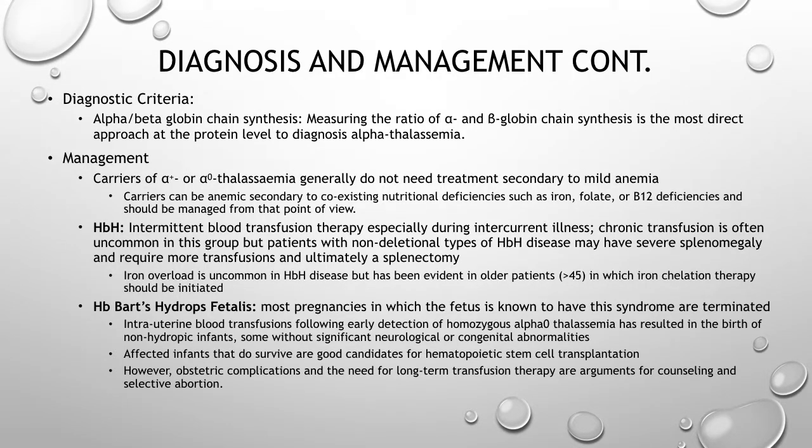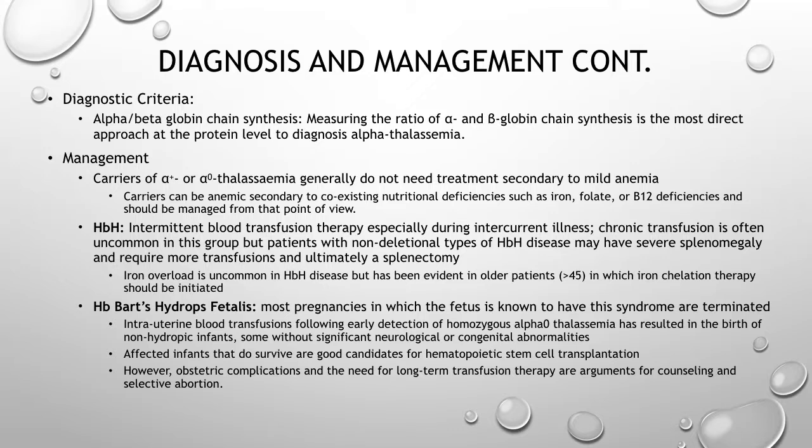Further diagnosis and management is the alpha-beta globin chain synthesis, which measures the ratio of alpha and beta globin chain synthesis, which is the most direct approach at the protein level to diagnose these alpha thalassemias. And Weatherall and Clegg first described this procedure in 1965, which consists of several steps, including removal of white blood cells, reticulocyte enrichment, in vitro globin chain synthesis in the presence of radioactively labeled leucine, separation of the newly synthesized radioactive labeled alpha and beta globin chains, and a measurement of the radioactive signal.